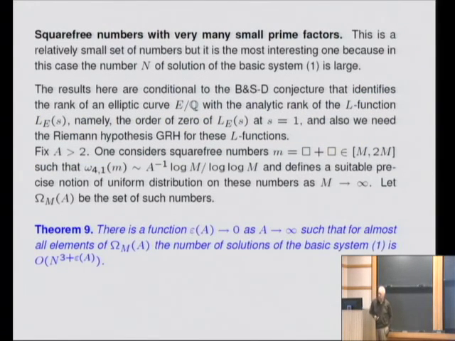So in the next 5 minutes, I will conclude with the square-free numbers with very many small prime factors, and I'd say almost all of the same size. So you consider square-free numbers that are sums of two squares. And the number of prime factors will be, say, some large constant a times log m over log log m. And so the size of the factors is about log m to the power a.